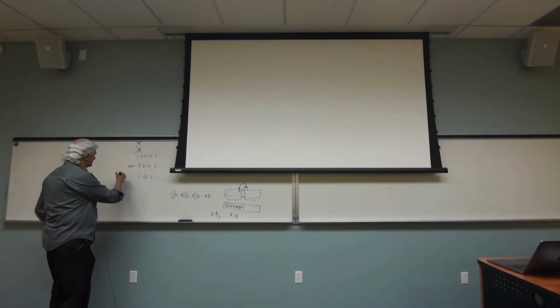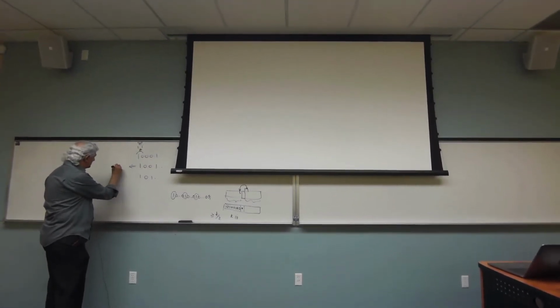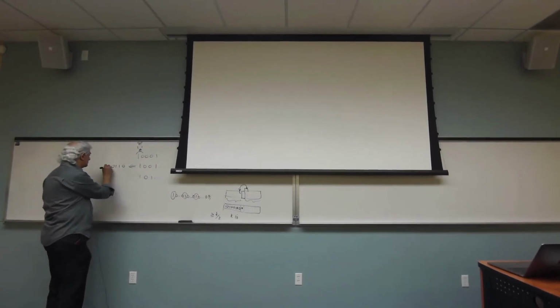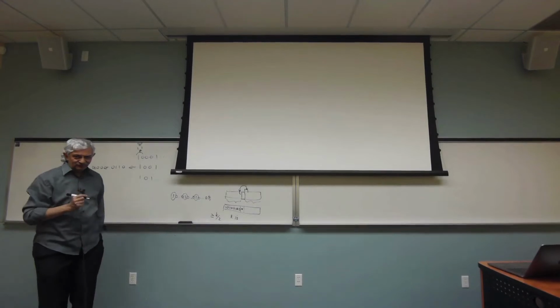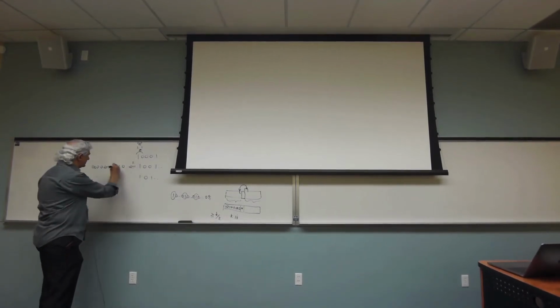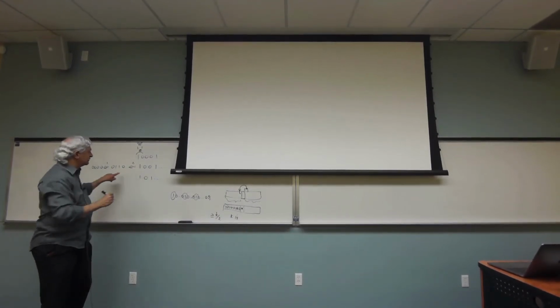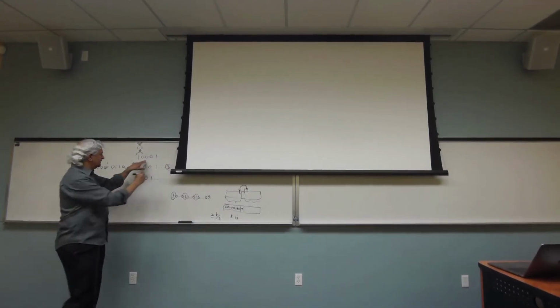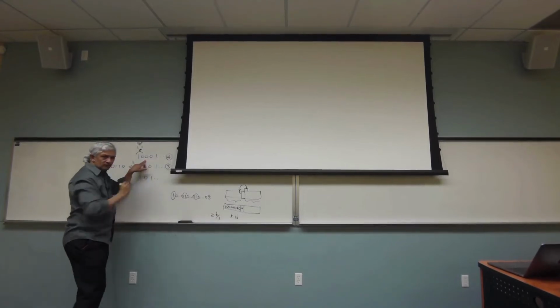So 1, 0, 0, 1 would become 0, 1, 1, 0 after 2 flips. And then I can make it 0, 0, 0, 0 in just 1 extra flip. So I'll need 2 here and 1 here, making this a total of 3 flips to fix this guy here. Whereas here I needed 4.